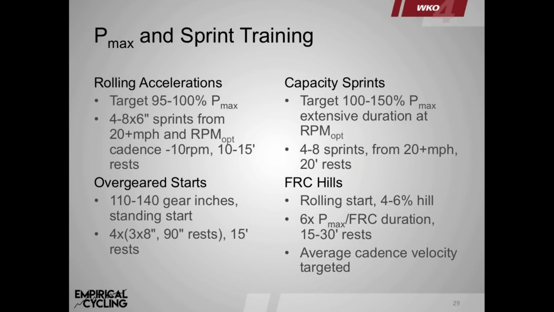Overgeared starts, 110 to 140 gear inches, which I know sounds ridiculous, but I know for a fact that there are some track sprinters around who are perfectly capable of doing 140 gear inches, at about the same spinning up the gear rate as somebody like me would be able to do. So you're going to do 4 sets of 3, 8-second starts with 90-second rests in between your starts, and then between the sets you give yourself 15 minutes.